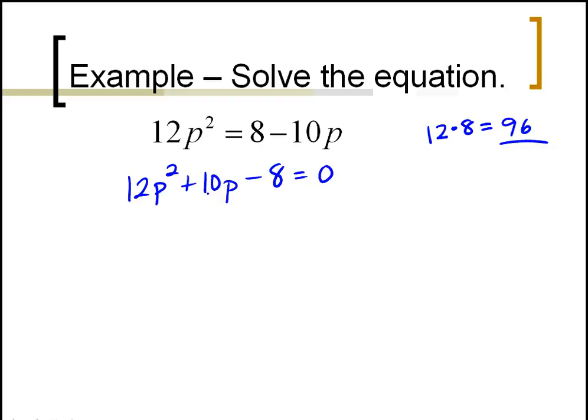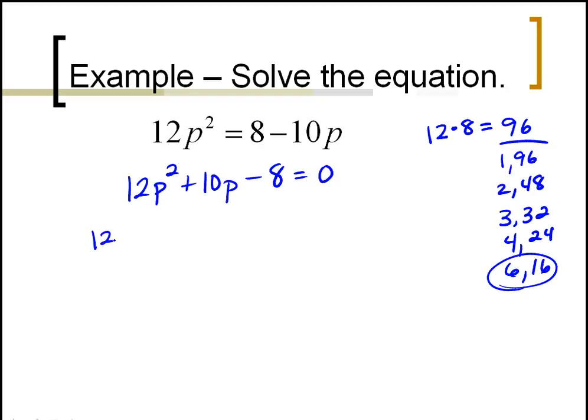And so if we look at all the factors of 96, let's think about what those are. We have 1 and 96, 2 and 48, 3 and 32, 4 and 24, 6 and 16. And we can go ahead and stop there because 6 and 16 have a difference of 10.